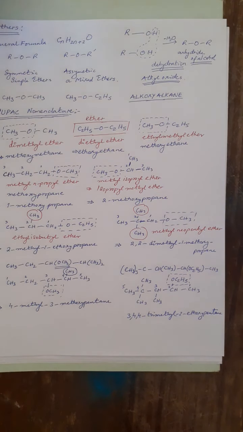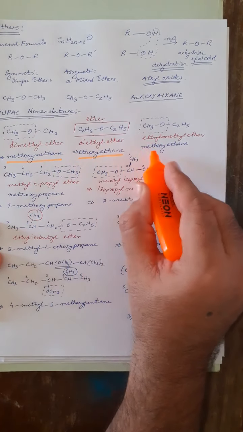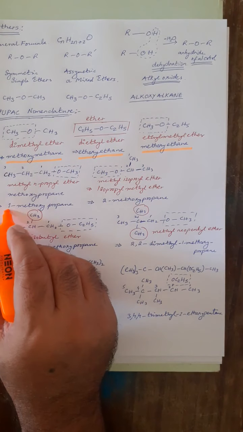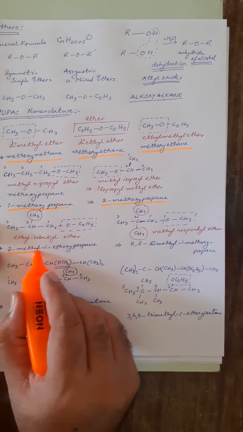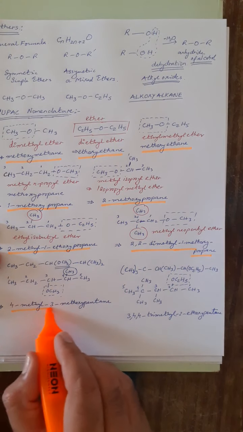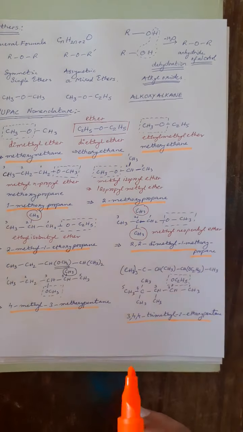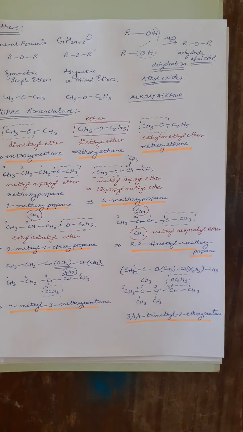So this is how you write the IUPAC naming of the ethers. IUPAC naming is basically more important. This is the IUPAC name, and the IUPAC name is there in the blue. The red are the common names. In the examination, we mostly ask for the IUPAC names, so you should understand that IUPAC names make sense. They follow some rule patterns. This is how you can write the name from the given structure of the ethers.